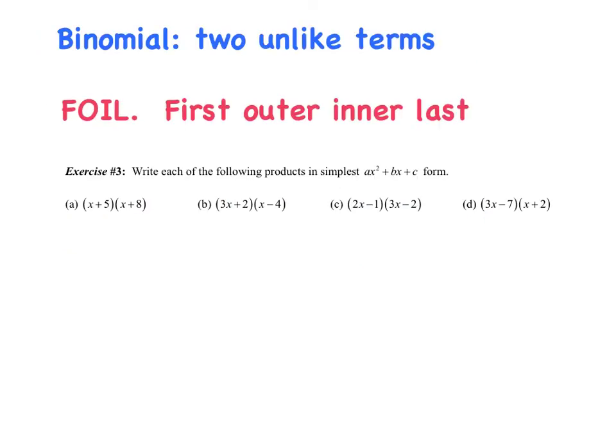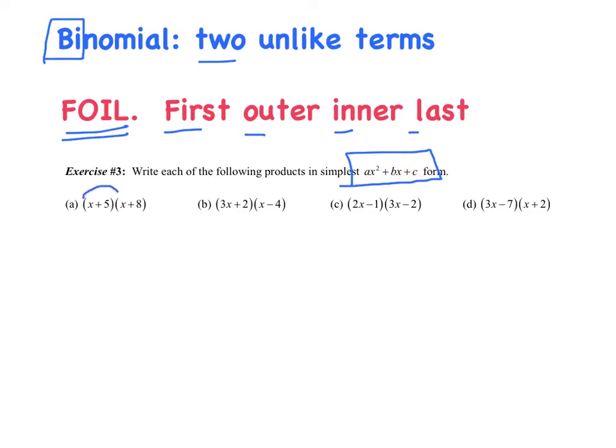The third vocabulary term we need to talk about is binomial. Binomial means two unlike terms. Bi, like bicycle wheel, two unlike terms. And to multiply binomials, we need to use what we call FOIL. FOIL stands for first, outer, inner, last. So exercise 3, write each of the following products in simplest ax squared plus bx plus c form. And all that's saying is you should have a coefficient on your x squared plus a term with the x plus c. So let me walk you through a FOIL once.